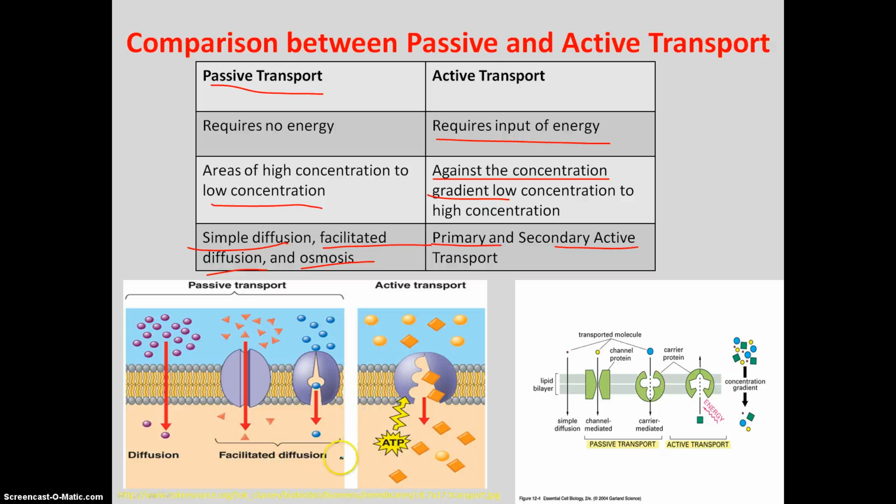Again, these cartoons over here illustrate the use of ATP or energy in active transports and illustrate the different processes passive transporters use to carry out their functions. So you have channel proteins, which are ultimately facilitated diffusion, and or carrier proteins, and you have your simple diffusion.